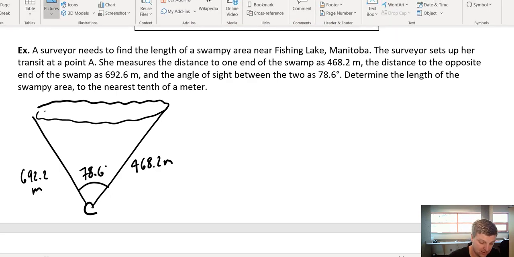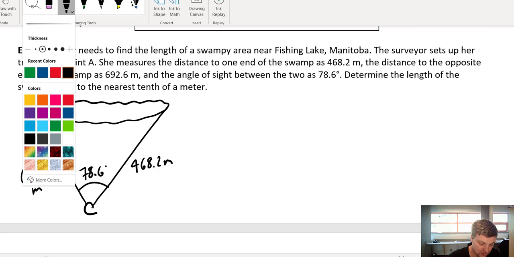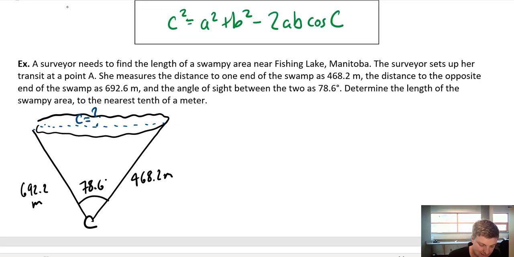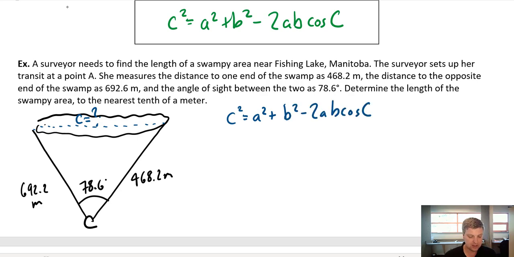So what we're trying to find here is the missing side of essentially what is a triangle that goes like this. So this is our missing side that cuts across here. Basically, how long is it across that swamp? And so that would just be side c of this triangle. Well, cosine law, c squared equals a squared plus b squared minus 2ab cosine C. Since I know the side, the angle, and the side, I can find the opposing side.